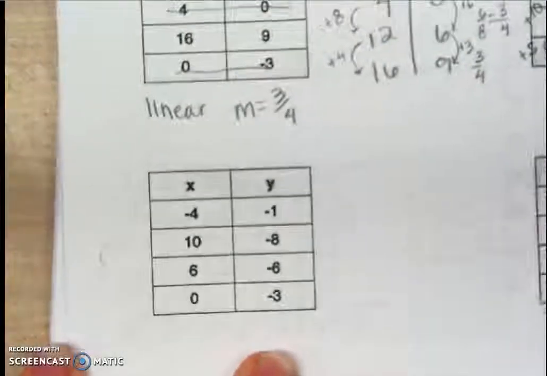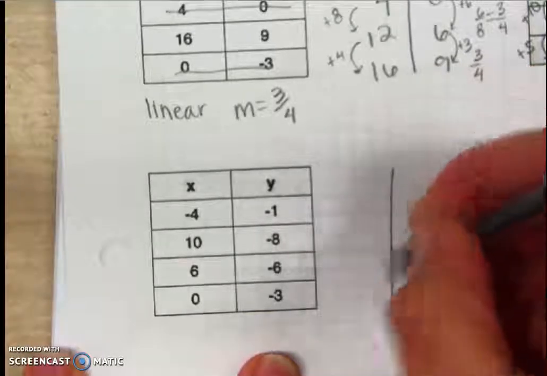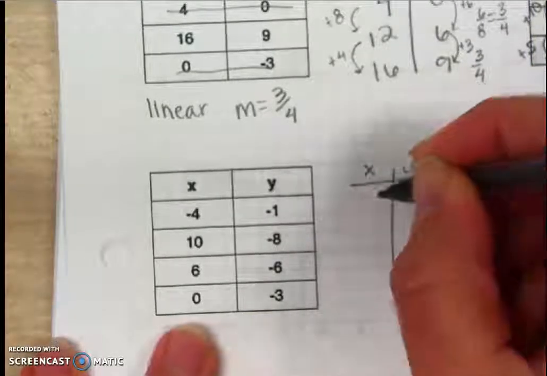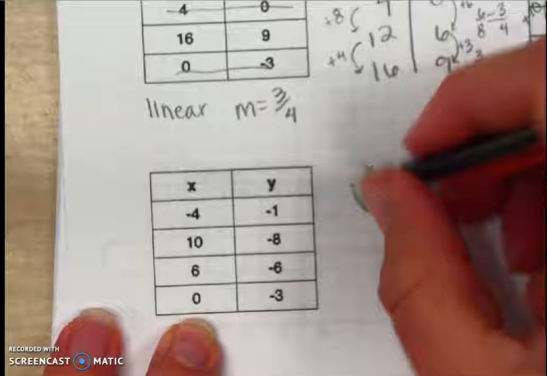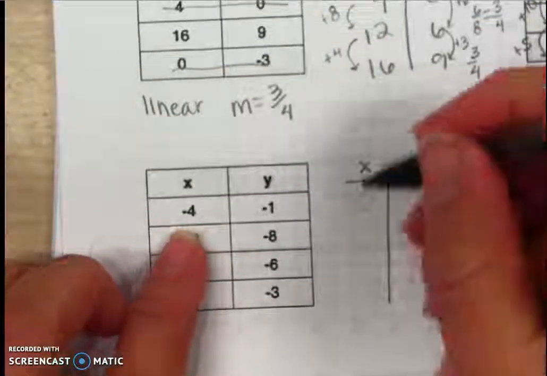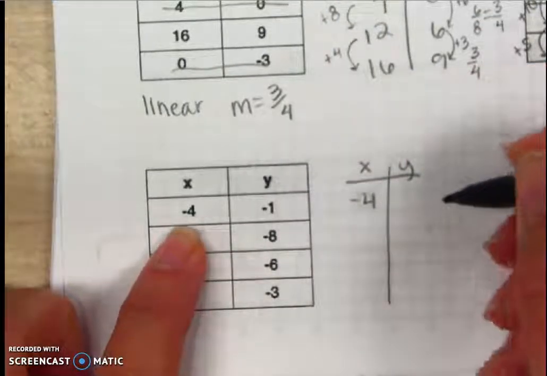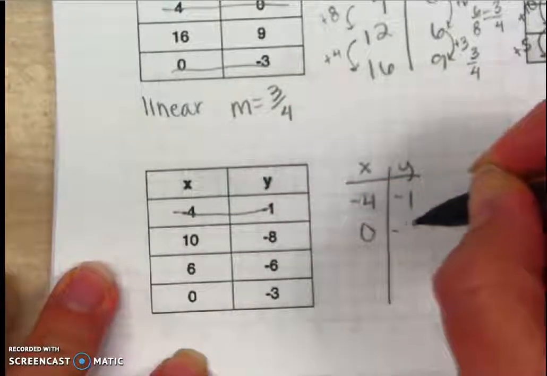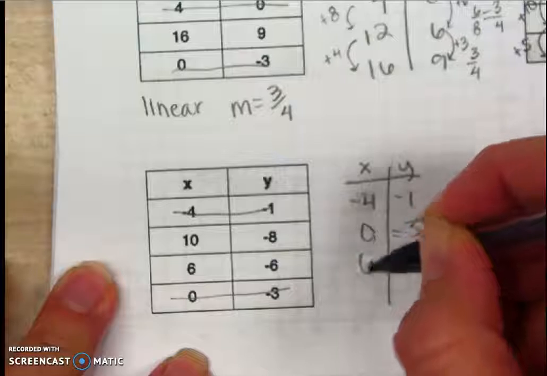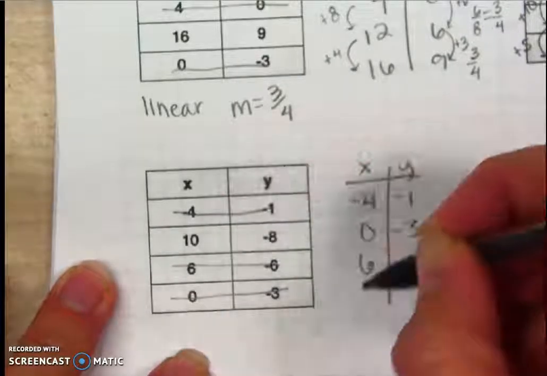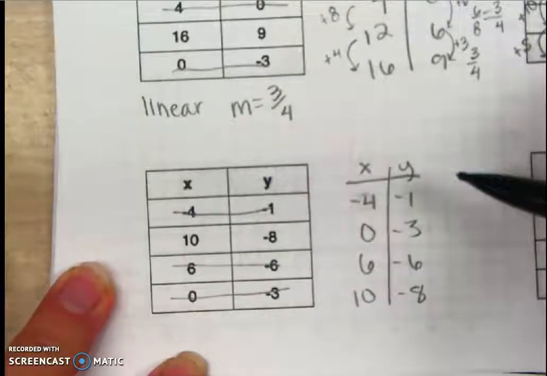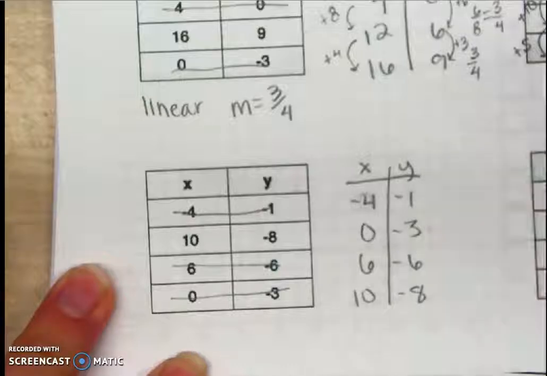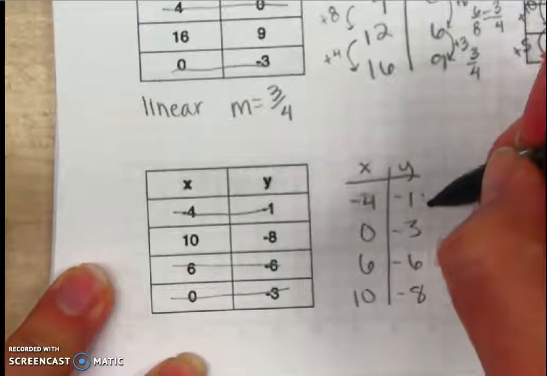All right, let's look over here at this one. I'm going to rewrite the table because it's not in order. It goes 0. Oh, 0 is not the smallest x. -4 is the smallest x. -4 goes with -1. Then 0 goes with -3. Then 6 goes with -6. Then 10 goes with -8. So already I'm seeing all the y's are decreasing. So there's a chance. Let's see if it's linear.